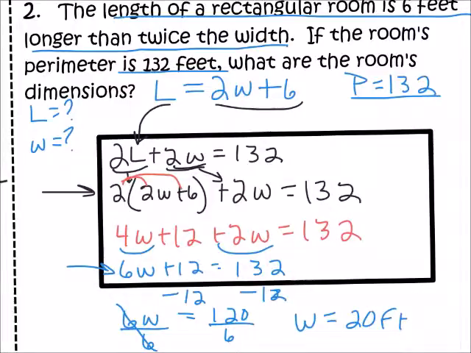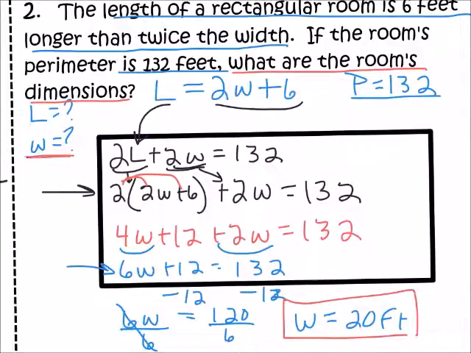Okay, so going back to the problem, is that what they asked for? What are the room's dimensions? We have the width, just like we said we needed. Now we need the length. We can find the length because we have an equation for the length based on the width. So knowing that the width is 20 feet, we can rewrite that equation.